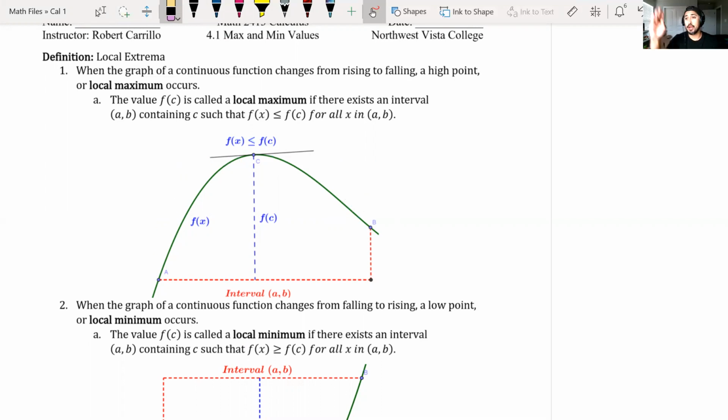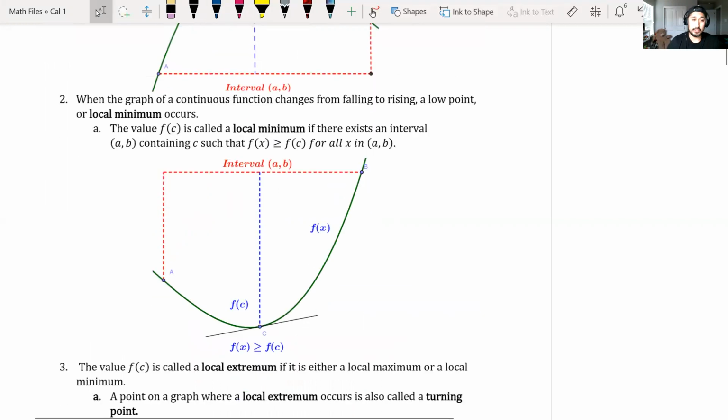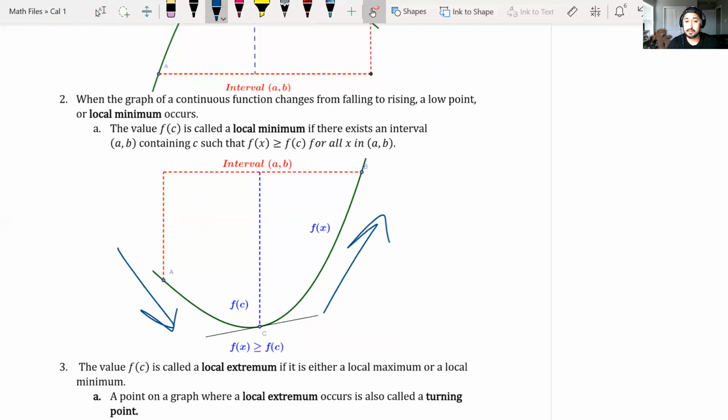So your graph must rise and then fall, and that creates a local maximum, which means the opposite could be said for a local minimum. You have a local minimum if your graph falls and then rises. A local minimum will occur right there in the middle. So your graph must fall and then rise in order to create a local minimum on some interval AB.